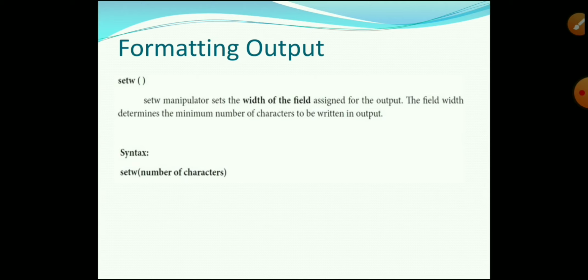What is the purpose, sir? Whenever we execute a program, it should display the result in a good, understandable format. That's why we have to give some width. We use this with a function called set W. Set W means set width. That purpose only, for displaying output in a clear format, we use this function.